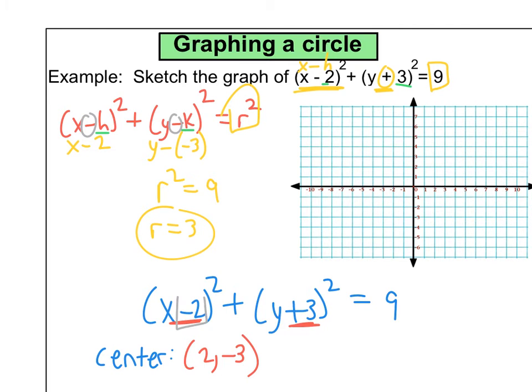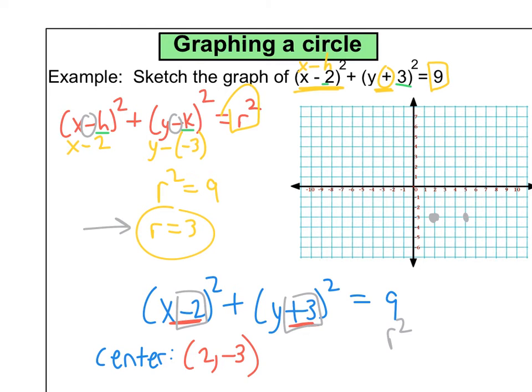So if you just think of it again, opposite, opposite, and then know that that's r squared, you can plot this circle. So here's what it's going to end up looking like. We're going to make our center at positive 2, negative 3. Let me do my best to plot that on here. There's the center, right? Positive 2, negative 3, and the radius is 3 units. So from the center, I'm just going to plot a point to the right, 3 units, 1, 2, 3. There's a point on the circle.